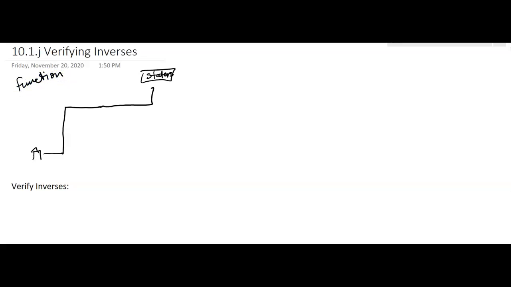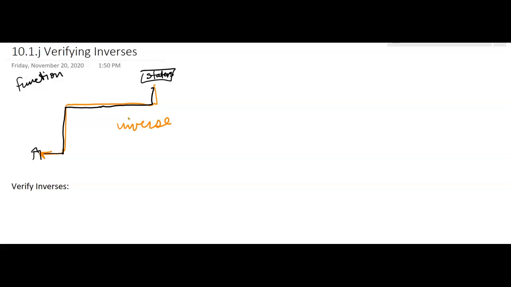To do the inverse, we're going to go the other way. So I'm going to go out of the parking lot, I'm going to turn whatever way that is, and then I'm going to turn this way, and then I'm going to go back into my house. So that would be the inverse. Okay? So the function does something, and then the inverse undoes it.